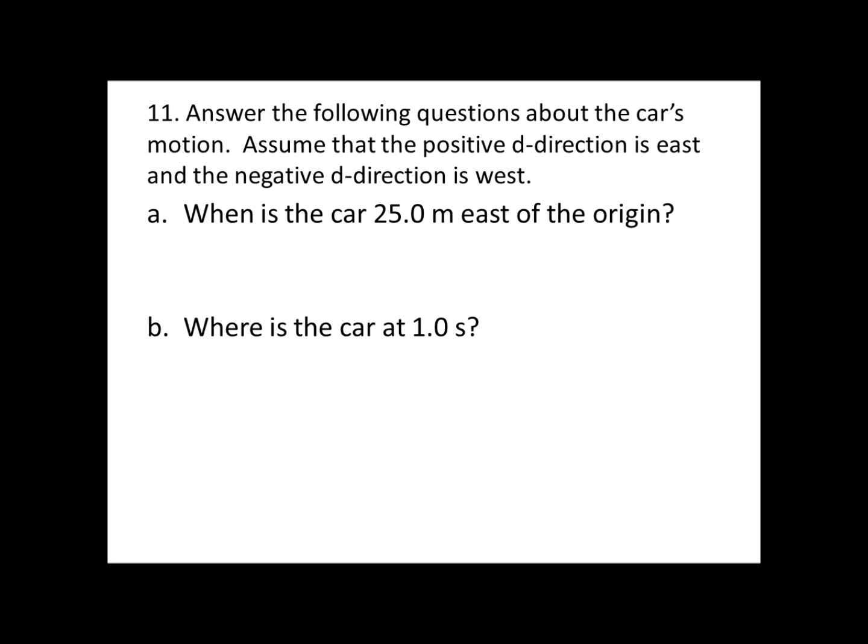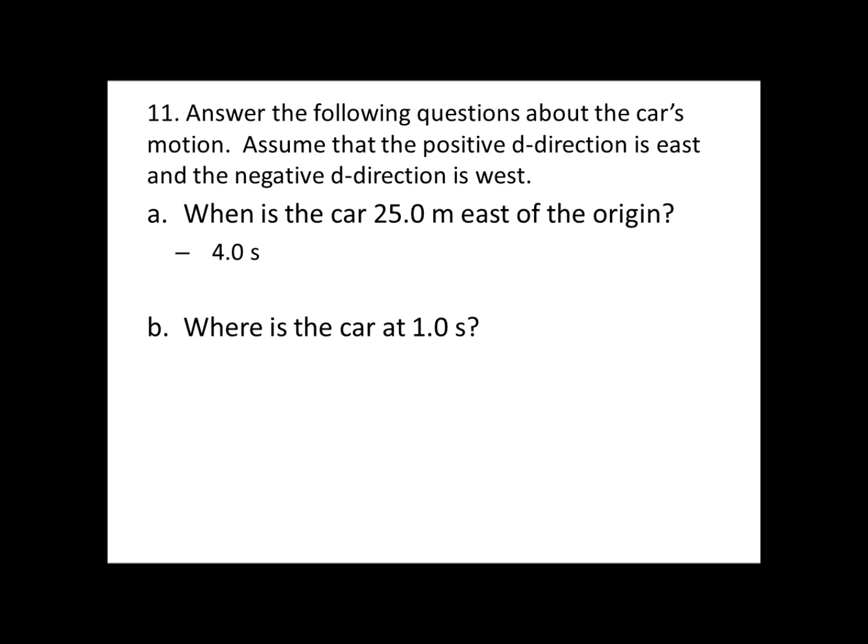Number 11 says answer the following question about the car's motion. Assume that the positive D direction is east and the negative D direction is west. Now this did match up with my motion diagram. So part A, when is the car 25 meters east of the origin? Part B, where is the car at 1 second?